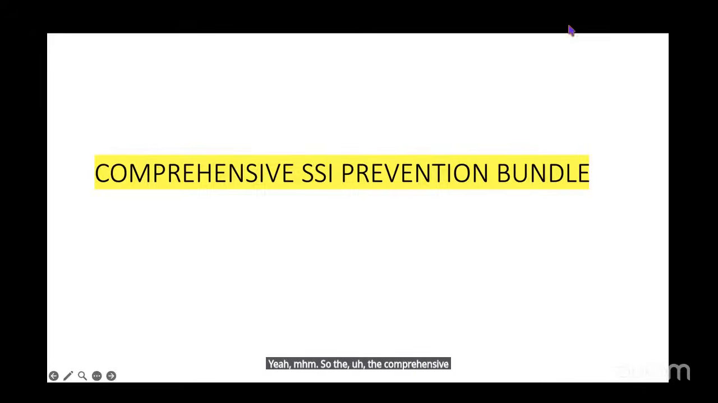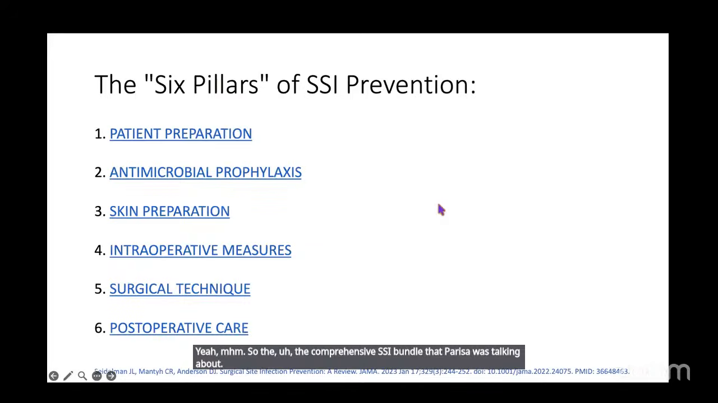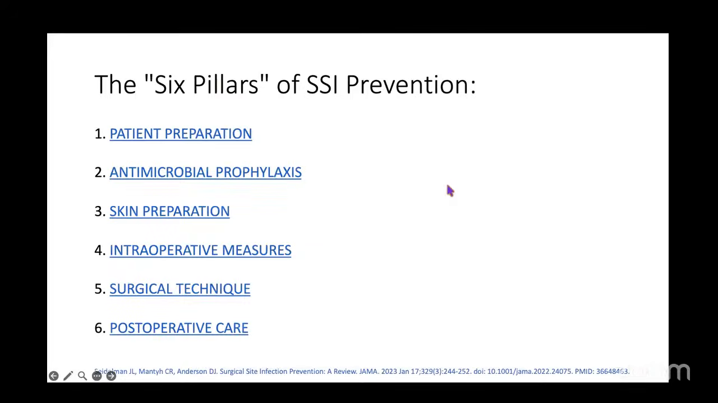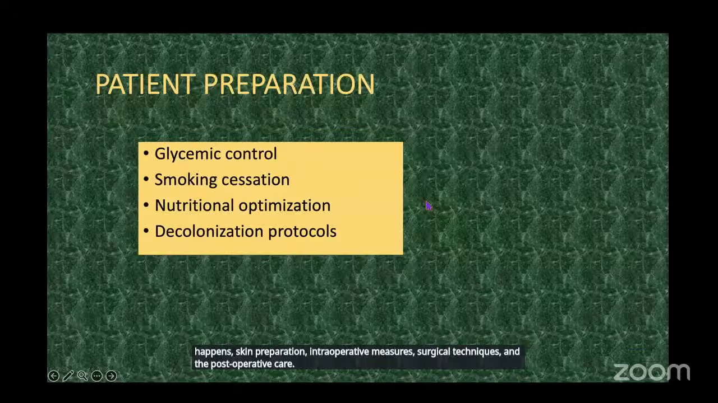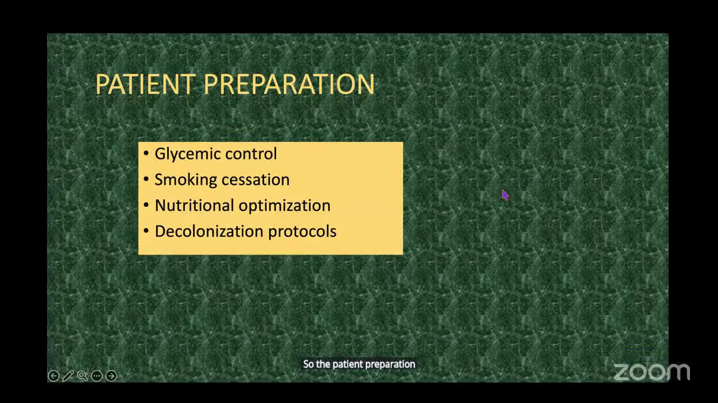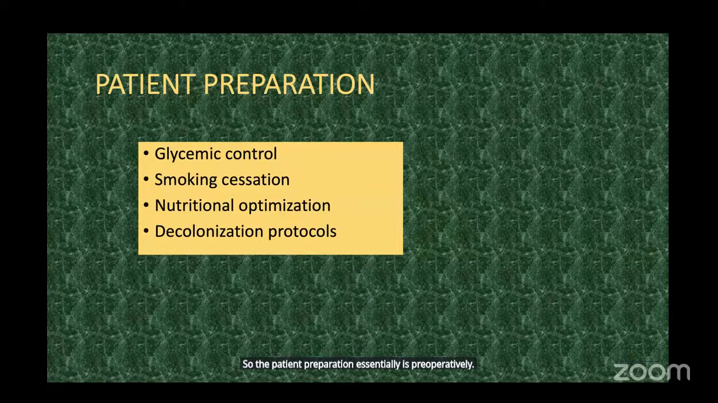So the comprehensive SSI bundle that Parisar was talking about consists of 6 pillars for SSI prevention: patient preparation, antimicrobial prophylaxis, skin preparation, intraoperative measures, surgical techniques, and post-operative care. The patient preparation essentially is pre-operatively, where, like we said earlier, it is sugar control, smoking cessation.